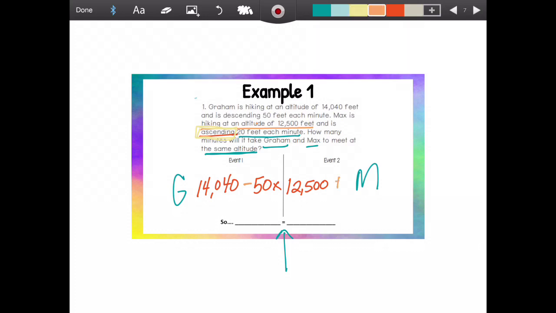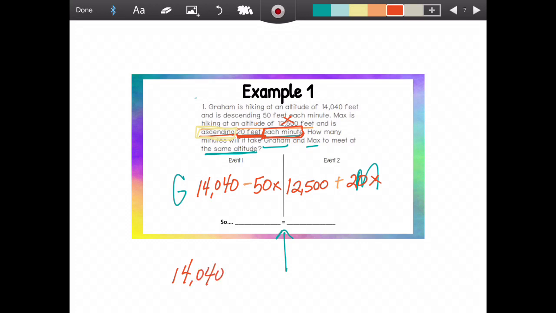All right. And it says 20 feet each minute. And again, just like Graham, we don't know how many minutes. So that's our variable, but we do know it's at 20 feet each minute. So 20 is our coefficient and x is our variable. So our equation, when we set these equal to one another, should be, and I'm going to write this down here because these two lines aren't going to be big enough.